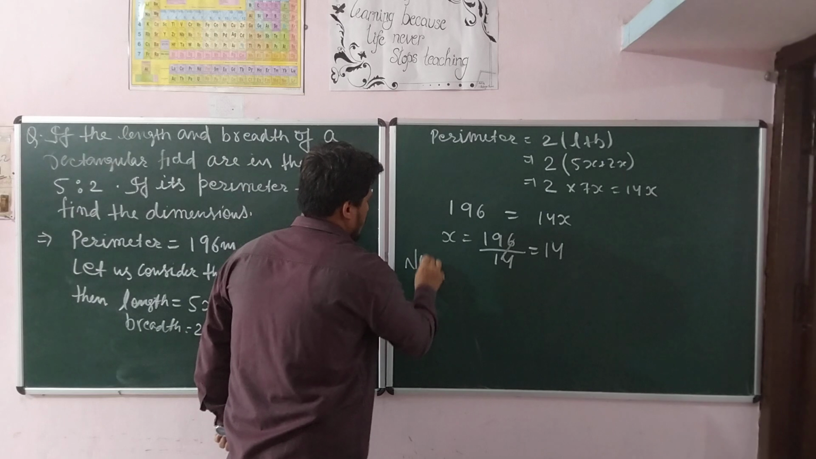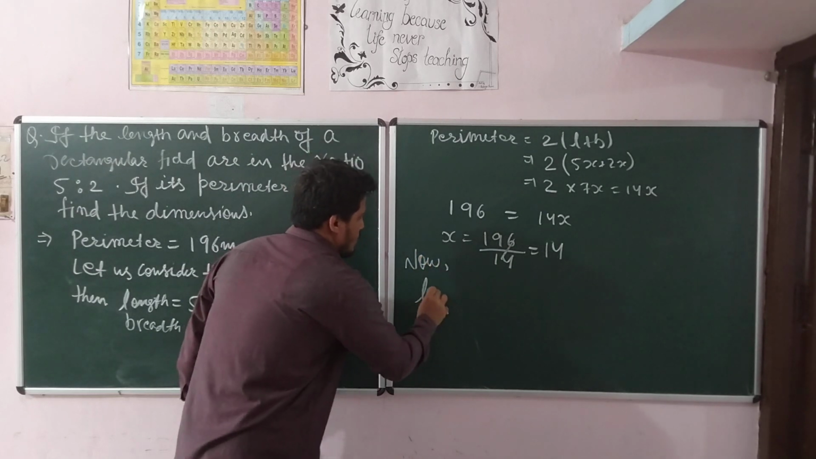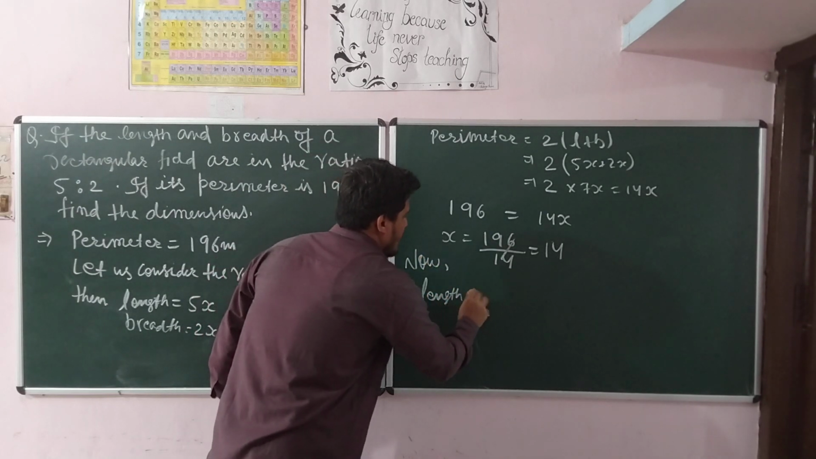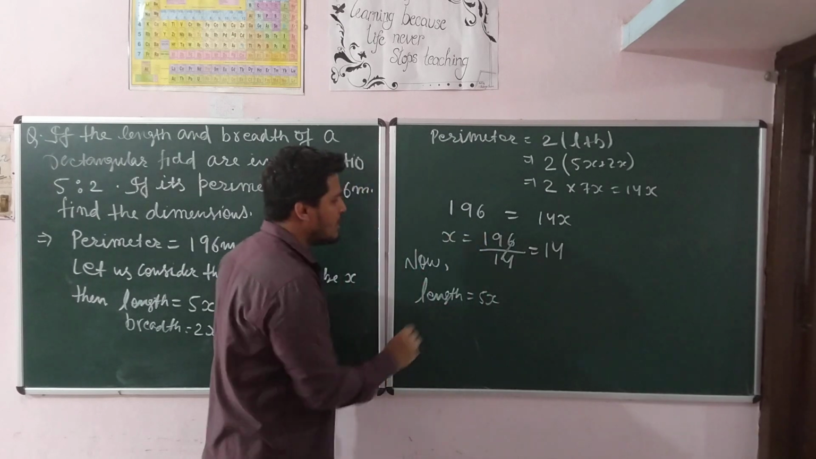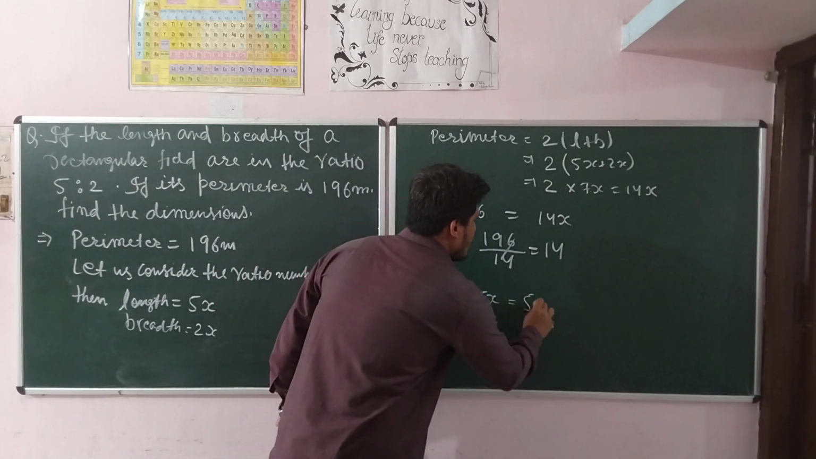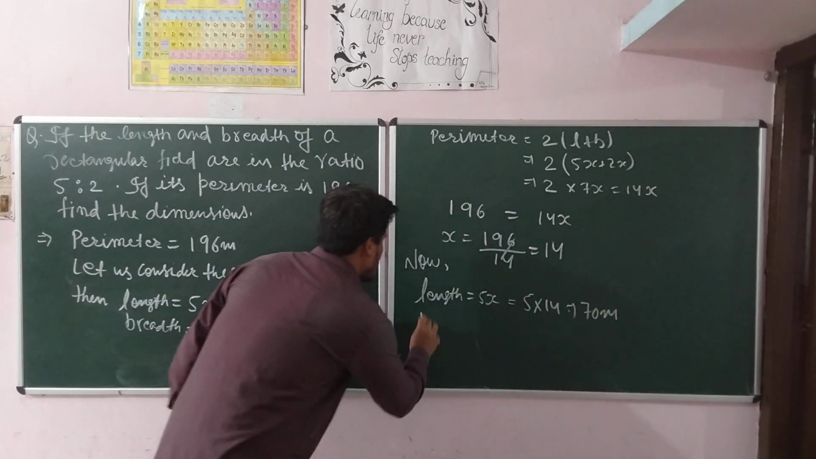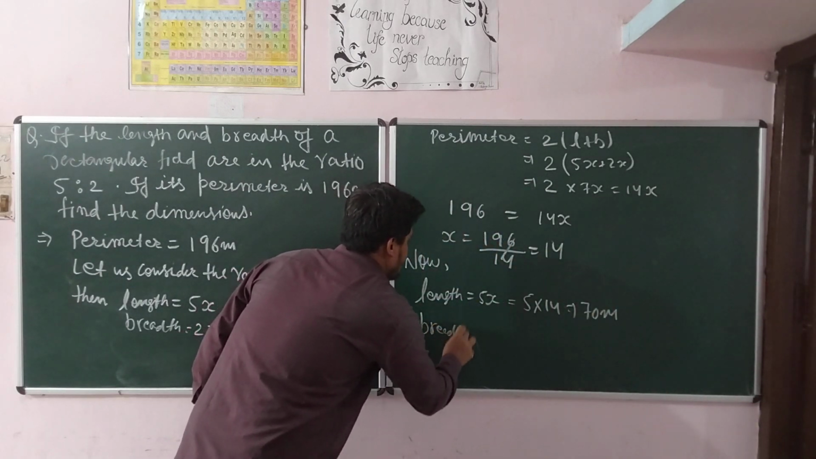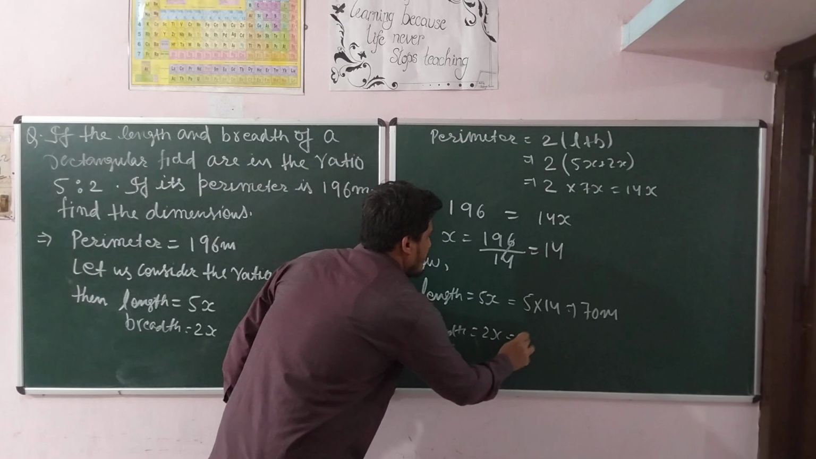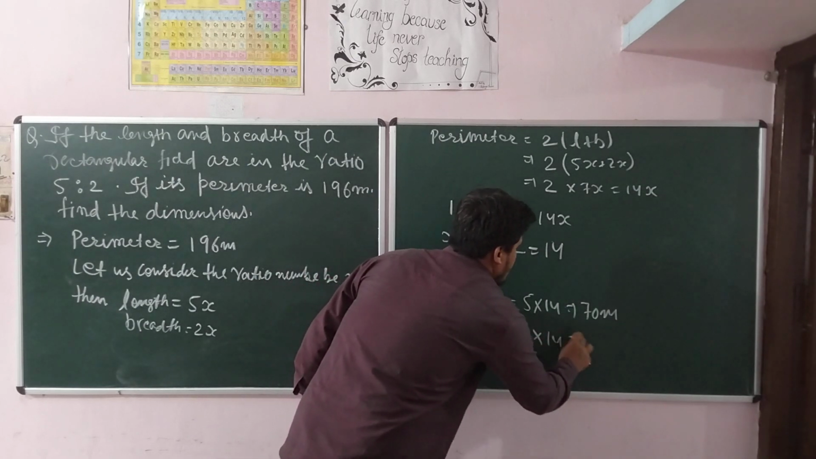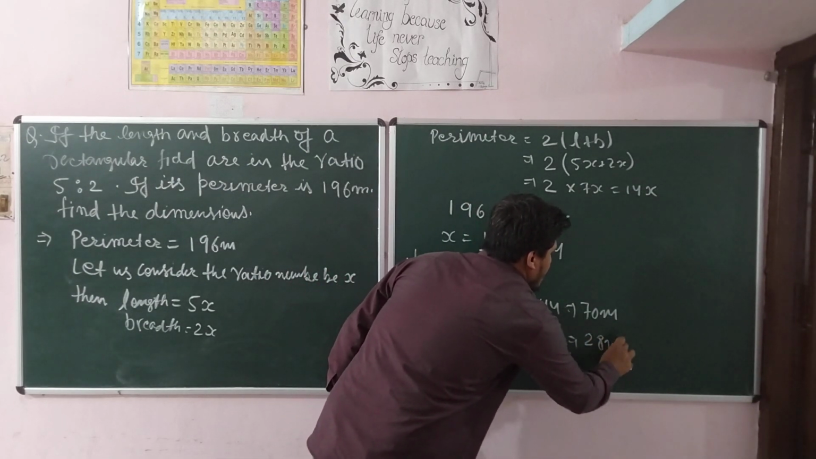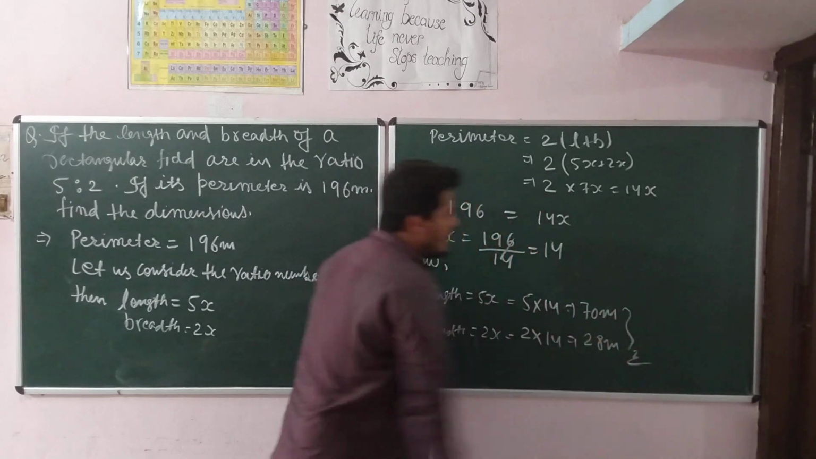Now length is equal to 5x. Now put the value of x in this equation: 5 into 14, that is 70 meter. Breadth is 2x. Now 2 into 14, that is 28 meter. That is the answer.